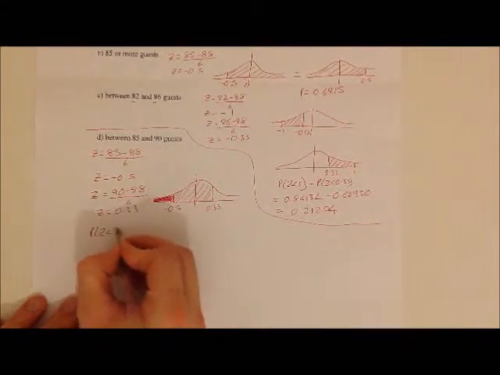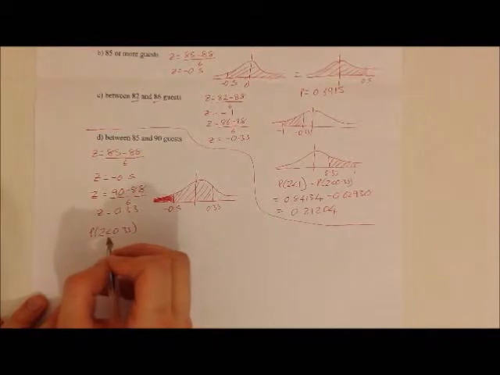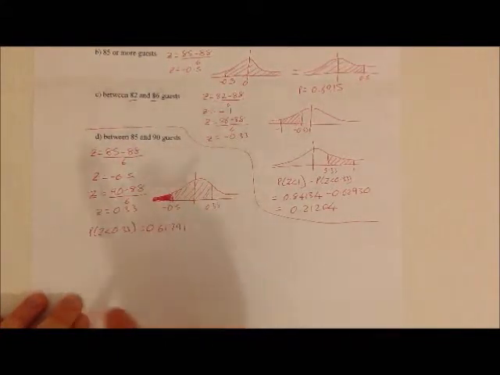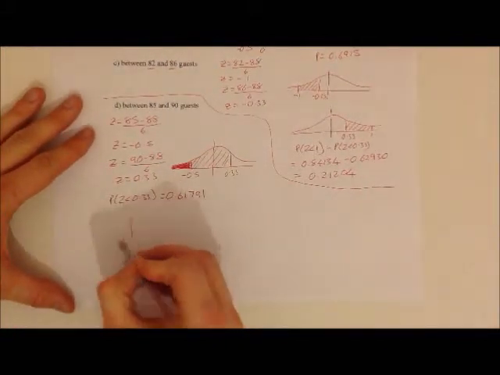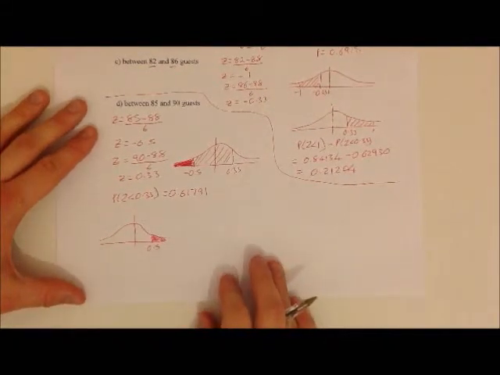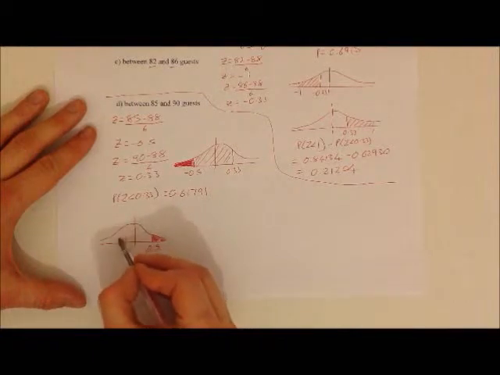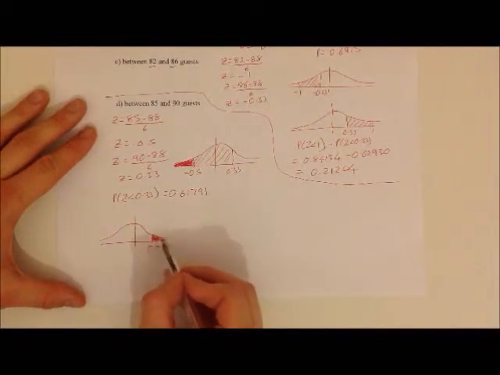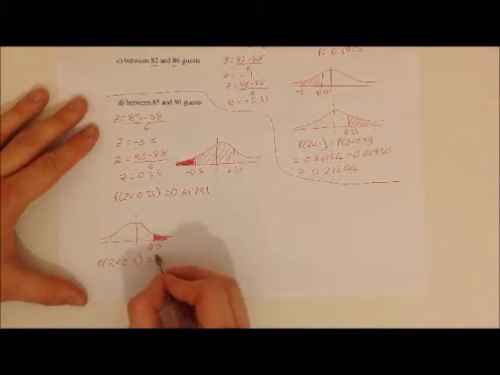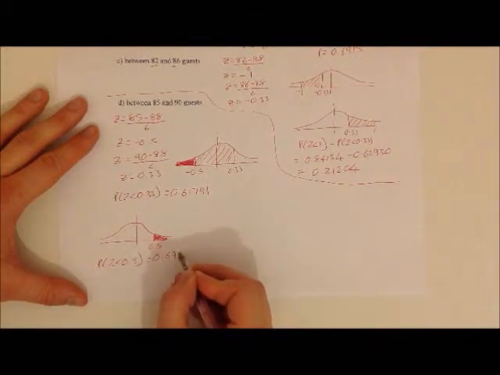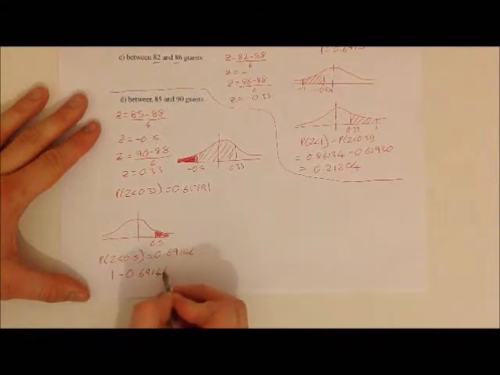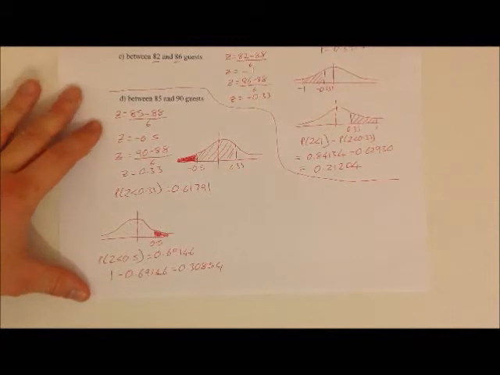The probability that z is less than 0.33 is equal to 0.61791. Now to work out this darker red bit, again I've got to use that idea of symmetry. If I draw a quick sketch, with 0.5 there, I can work out the probability that z is less than 0.5, which gives me all this area here. If I take that away from 1, that gives me the area that I need. The probability that z is less than 0.5 is equal to 0.69146, and therefore to get the red bit I do 1 take away 0.69146, which leaves me with 0.30854.